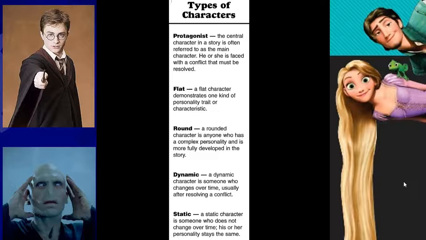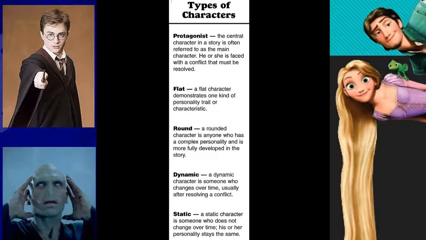A protagonist is the central character in the story and is often referred to as the main character. He or she is faced with a conflict that must be resolved. A protagonist could be someone that we consider the hero. That's versus the antagonist. The antagonist is like the bad guy that causes the problem in the story.